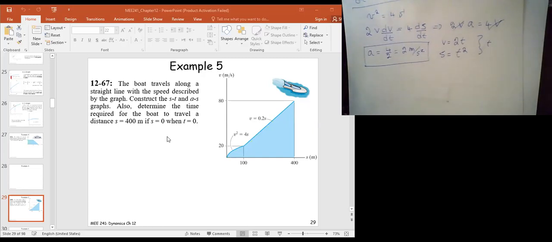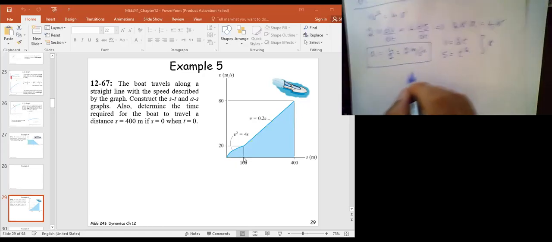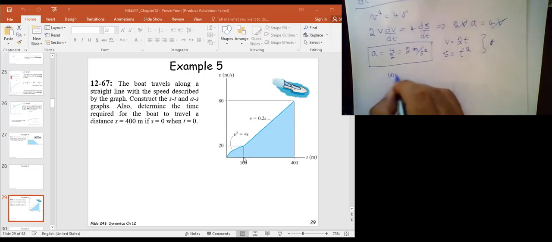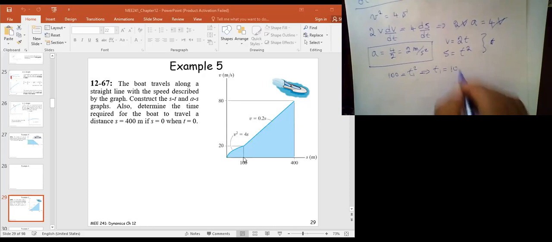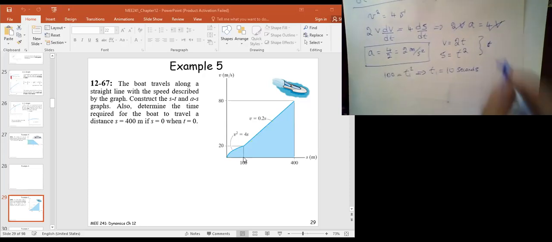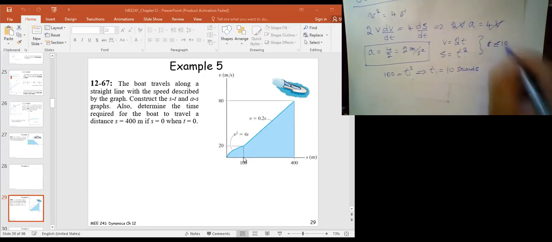Yes, doctor, at s equal 100. Exactly. So how about at v equal 20? Exactly. So I can say s is equal to 100, right, is equal to t1 squared. So t1 is equal to how much? 10. Right? So here, this is valid as long as t is below 10.